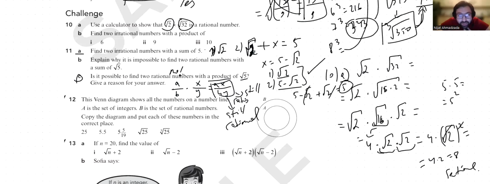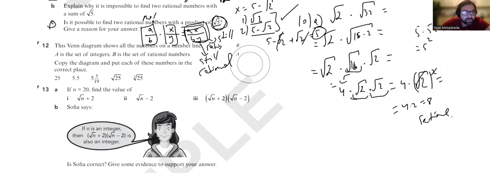So when we multiplied two rational numbers, we get rational results. So we cannot get an irrational result. Okay, that's why, no. Question number 12. This Venn diagram shows all the numbers on a number line. A is the set of integers. B is the set of rational numbers.